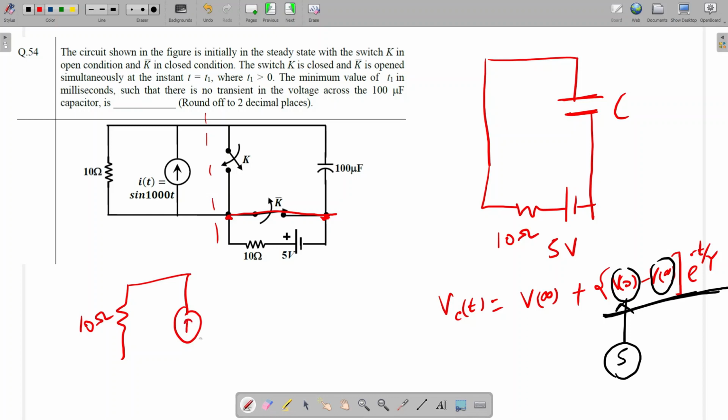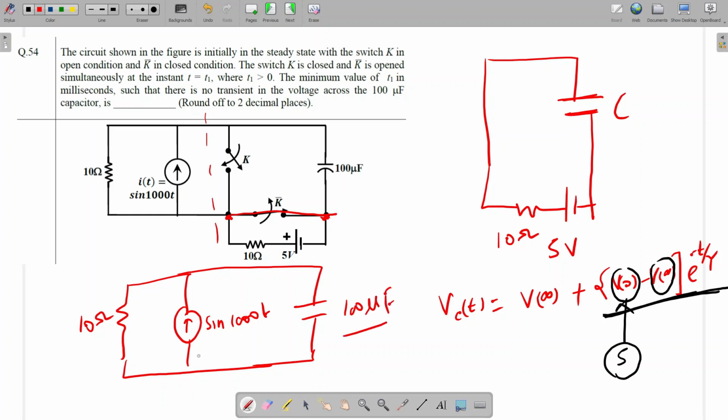This is sine 1000t, and here 100 microfarad. Can anyone tell the value of XC? Omega value is given. XC is equal to 1 upon omega C, so this is 1 by 10 to the power minus 1. XC will be 10 ohm, so this will be minus j10. We need the voltage here, the voltage as a function of time.